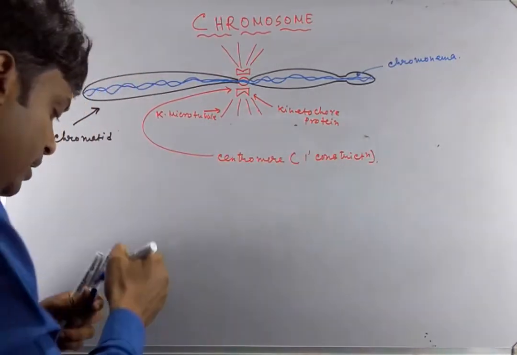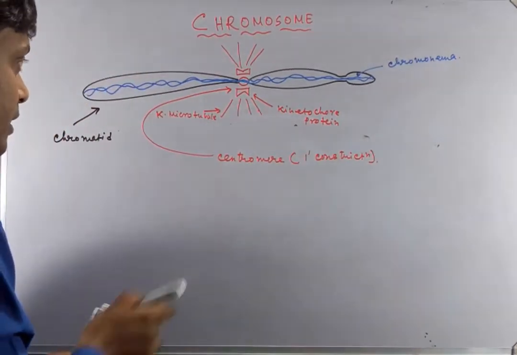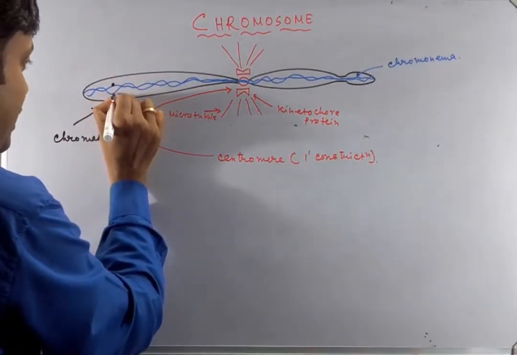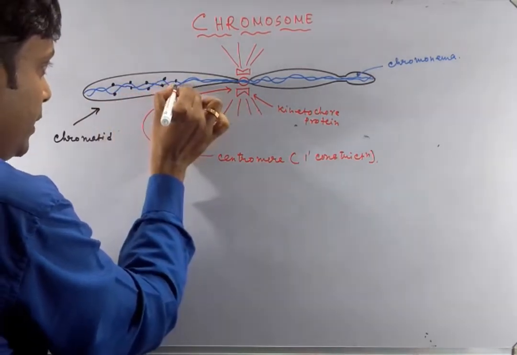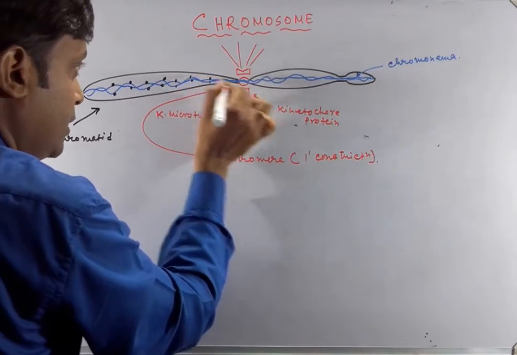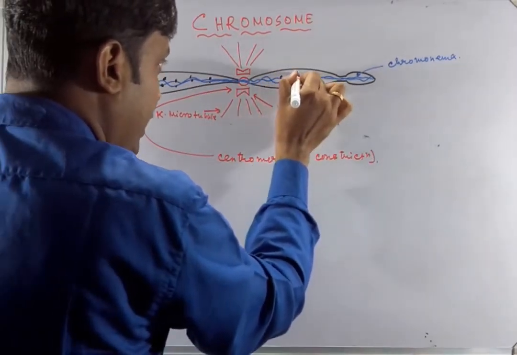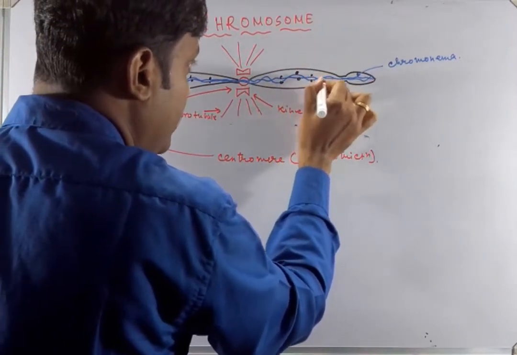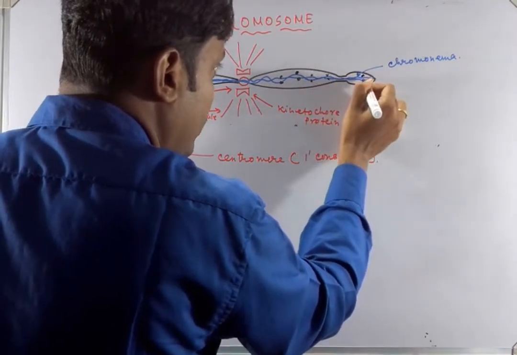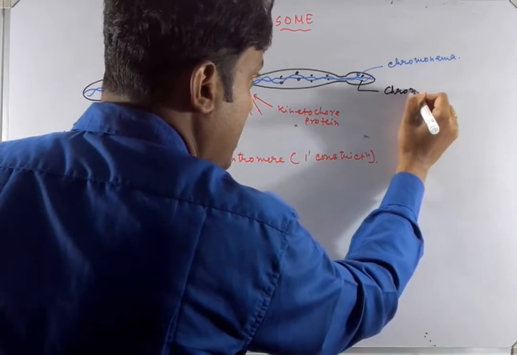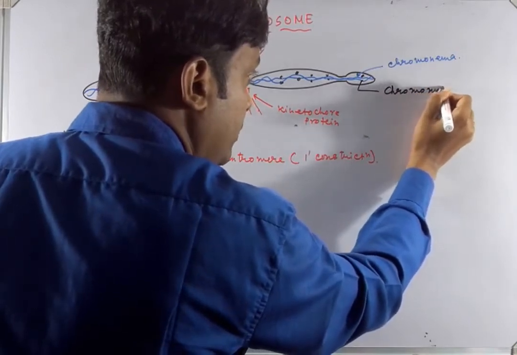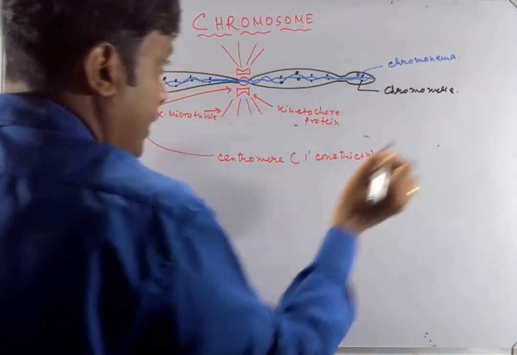In the chromonema some beaded structures can be seen, and these are called chromomeres. So there are many beaded structures, and these are called the chromomeres. When we read about the nucleosome concept, then we will learn the detailed structure of this. So this is the chromomere, okay.